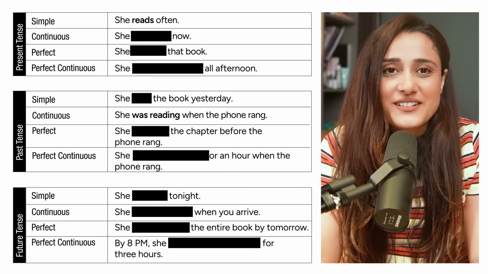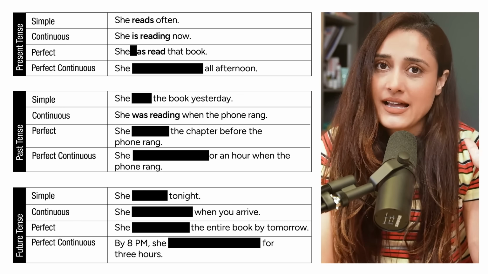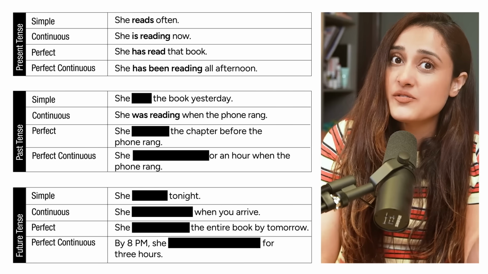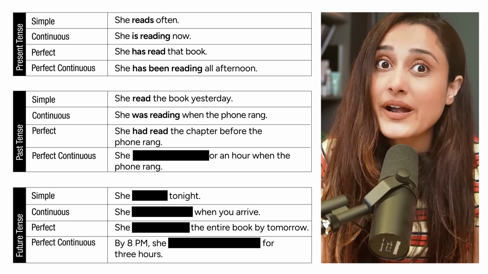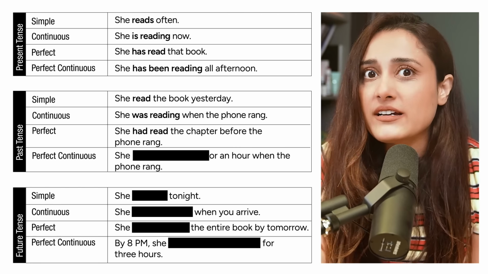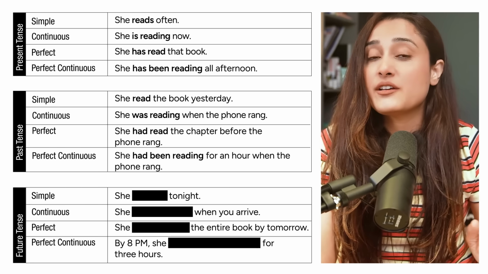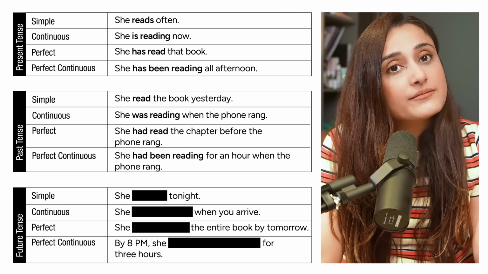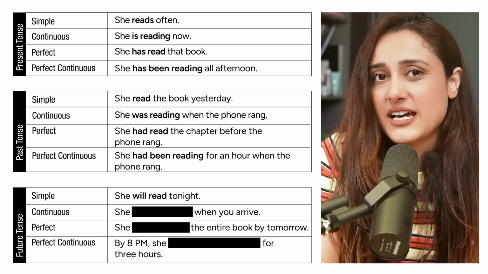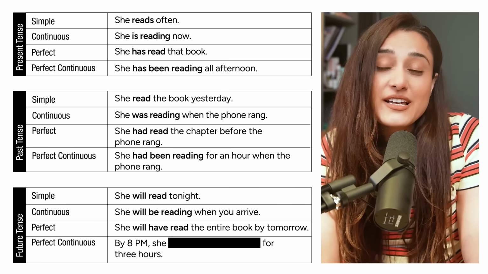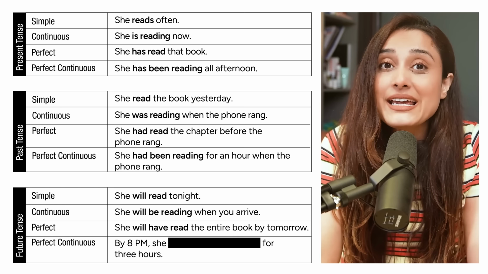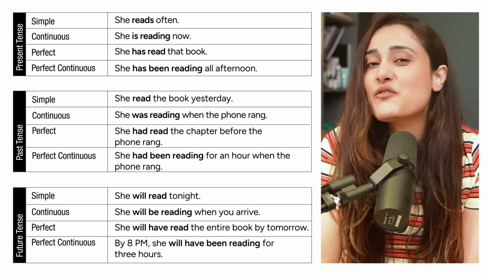She reads often. She is reading now. She has read that book. She has been reading all afternoon. She read the book yesterday. She had read the chapter before the phone rang. She had been reading for an hour when the phone rang. She will have read tonight. She will be reading when you arrive. She will have read the entire book by tomorrow. By 8 p.m., she will have been reading for 3 hours.